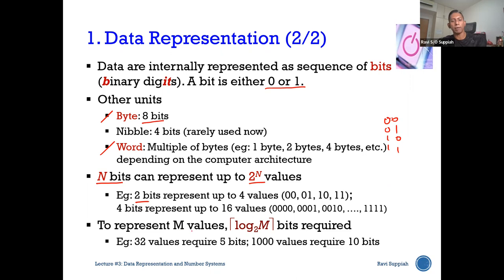To represent m values, you need log to the base 2 of m bits. For example, if I have 32 values in my system and I want to represent them in a binary or digital format, how many bits do I need? I need log to the base 2 of 32, which gives me 5 bits. If I have 1,000 values, I will require 10 bits, and so on.